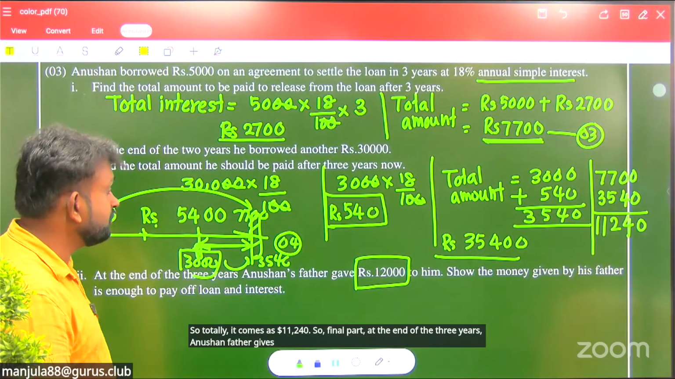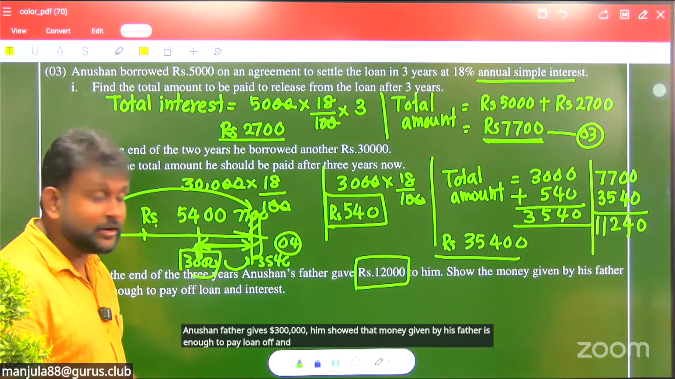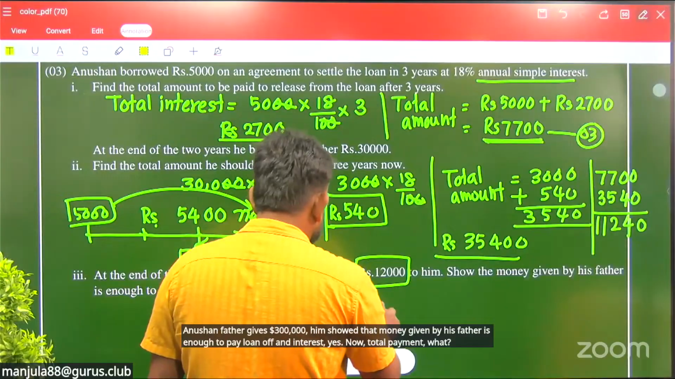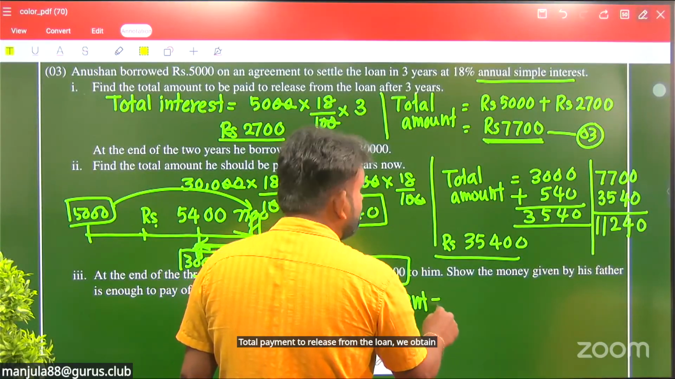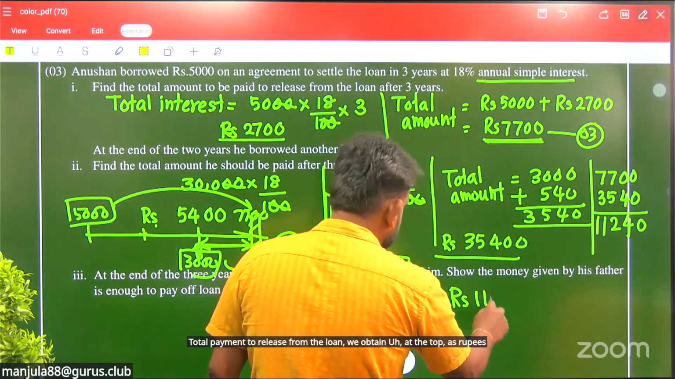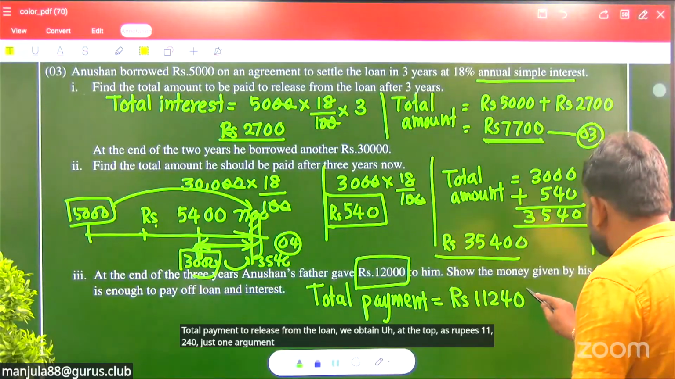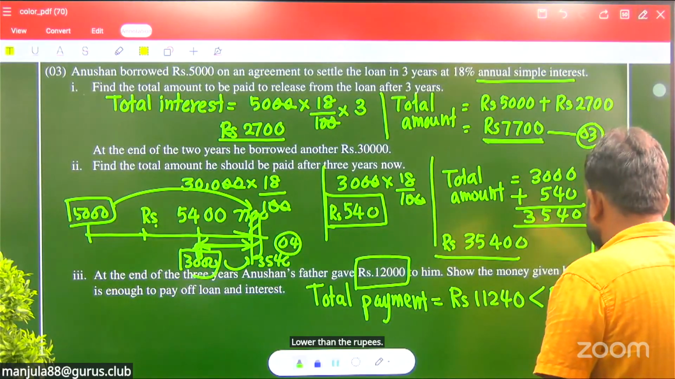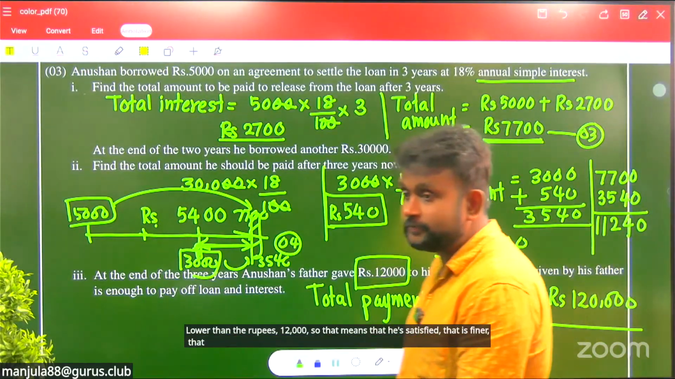So the final part: at the end of the 3 years, Anushan's father gives 12,000. Show that the money given by his father is enough to pay the loan and total interest. Now the total payment, what? The total payment to release from the loan we obtained at the top is rupees 11,240. Just one argument in maths: that is lower than the rupees 12,000. So that means that is satisfied, that is sufficient.